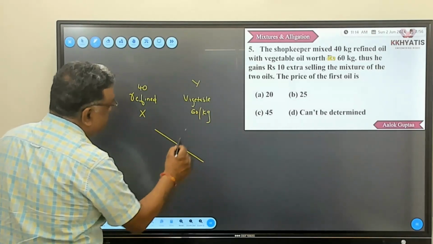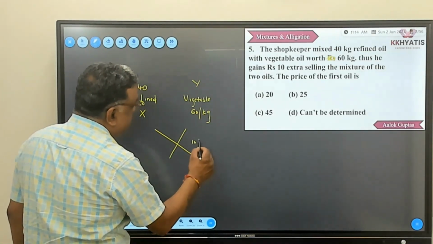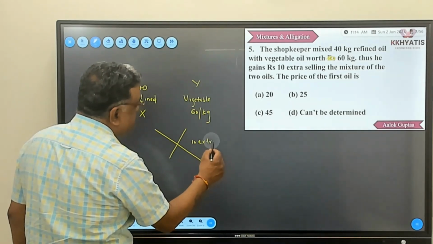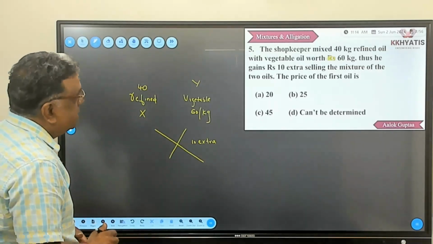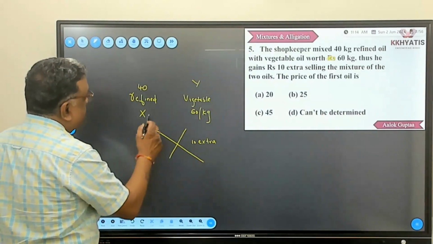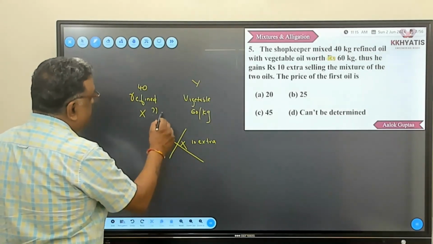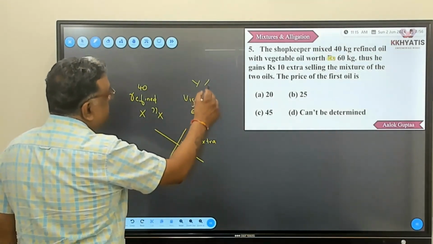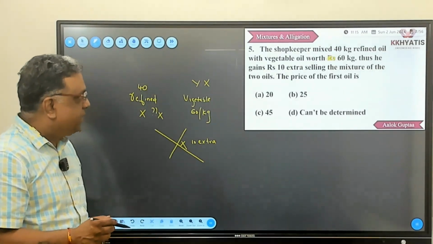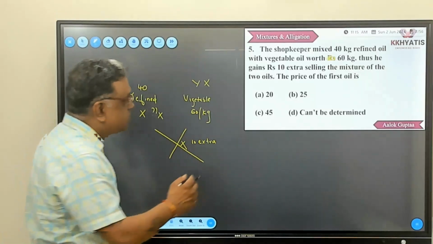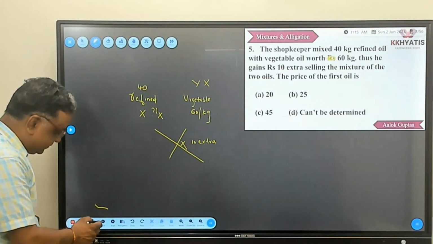and when they mixed it, rupees 10 extra. So 10 extra, which means extra of what? Extra of the average of this. The price of the first oil, so I want to find this. So there are so many unknowns here. I do not know this. I do not know this. I do not know this. So I don't think we have enough data to determine the price of the first oil. So 'can't be determined' should be the answer. Data insufficient. Next.